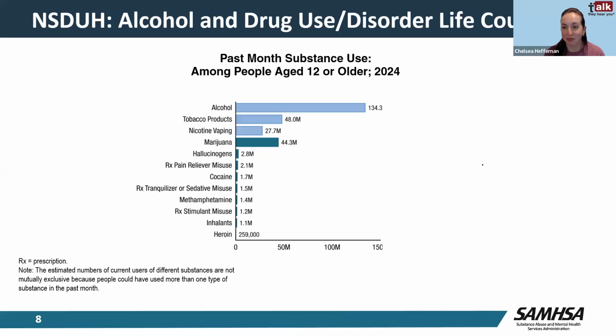Okay, two more data slides, I promise, then we'll get into the good stuff. So this is from the National Survey on Drug Use and Health, NSDUH for short. So we can see here that for people aged 12 or older, alcohol remains the most commonly used substance, with over 134 million people reporting past month use.